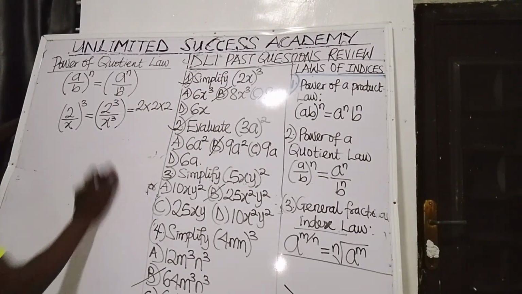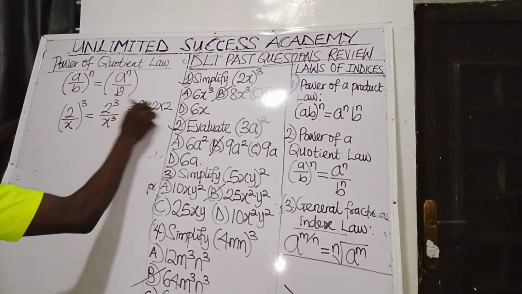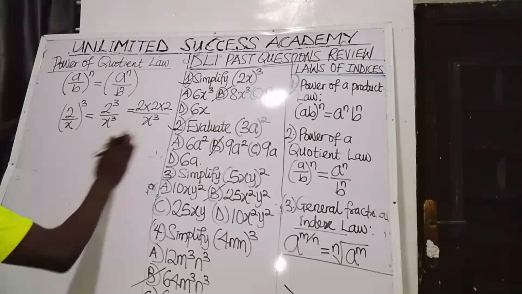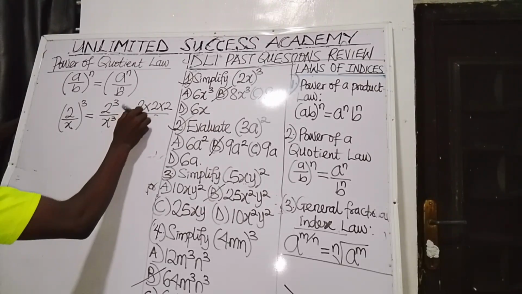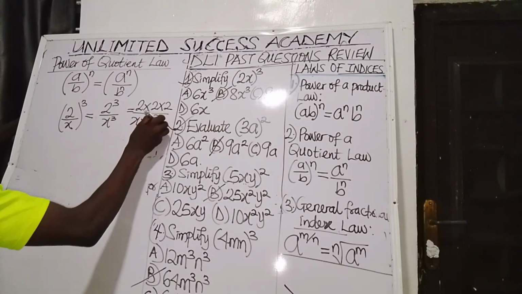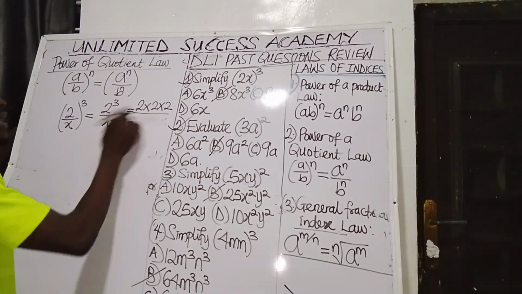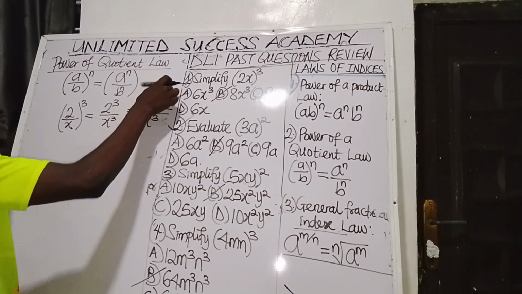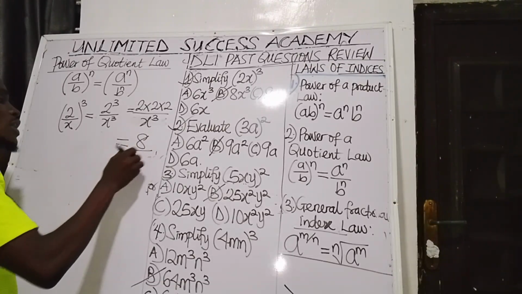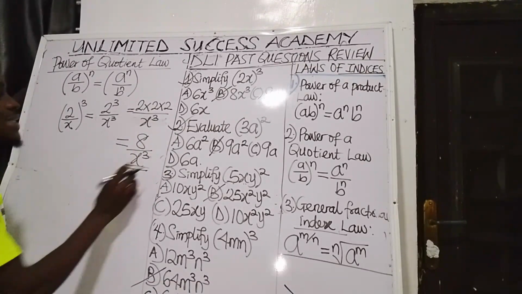Now look at this. Now I can remove the bracket. That becomes x raised to power of 3. X power 3 still means x times x times x. So even if I write x times x times x, I'm still going to get x raised to power 3 because it's an alphabet. This one will be 2 times 2 is 4, 4 times 2 is 8. I'm going to have 8 over x raised to the power of 3 as the final answer.